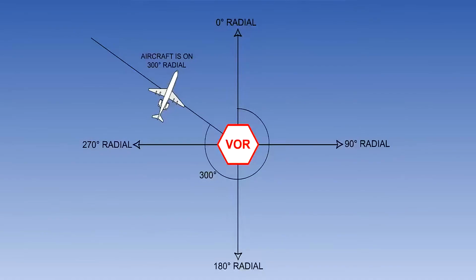This does not mean that you are flying that heading away from the VOR. It just means that you are on that radial. The second thing to grasp is that every radial has a reciprocal radial, that is the opposite direction. The reciprocal of the 180 radial is the 360 radial. The reciprocal of the 270 radial is 090, etc.